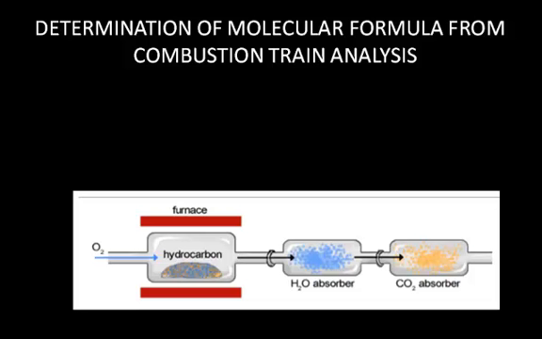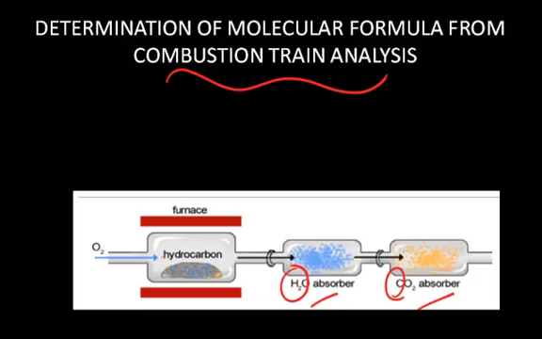One method of elemental analysis is called combustion train analysis. In this method, you burn, say, a carbon-based fuel, and then you separate the products, water and carbon dioxide, to determine the amount of hydrogen in the fuel and the amount of carbon in the fuel. If there's also oxygen in the fuel, that can be subtracted from the total after you've determined the amount of hydrogen and carbon.